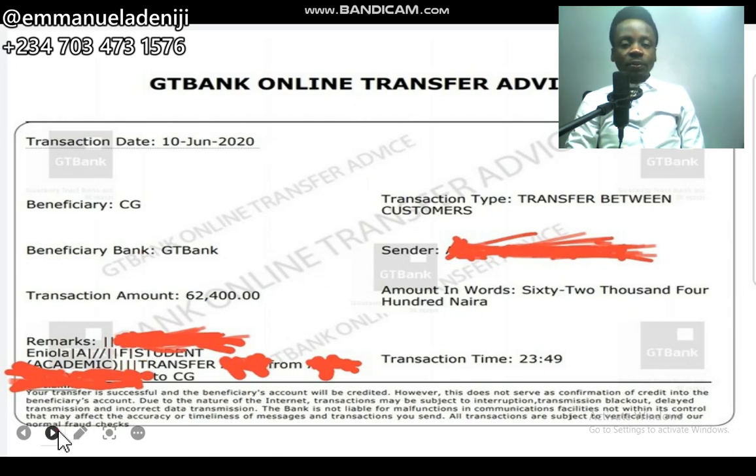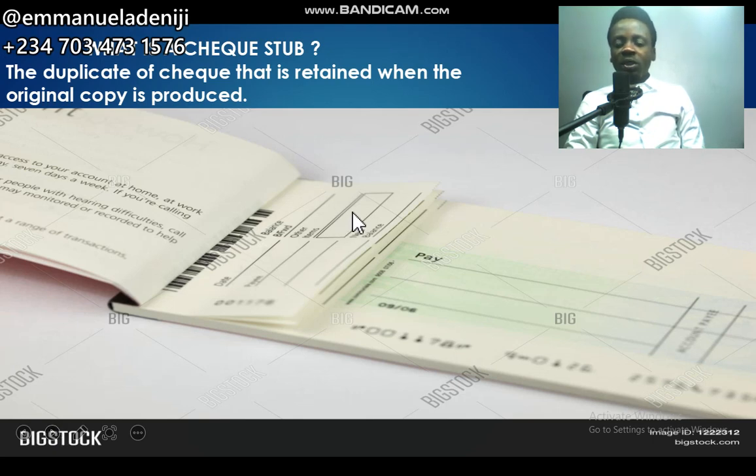Let's see, a check stub. A check stub is a document, a duplicate of the check that is retained when the original copy is produced. Remember when I was telling you about the payment voucher, I said a payment voucher is a document that authorizes and approves that money should be released to pay for any expenditure.